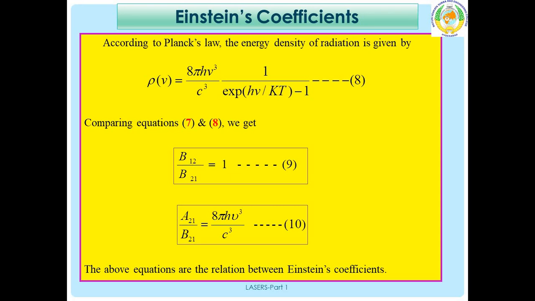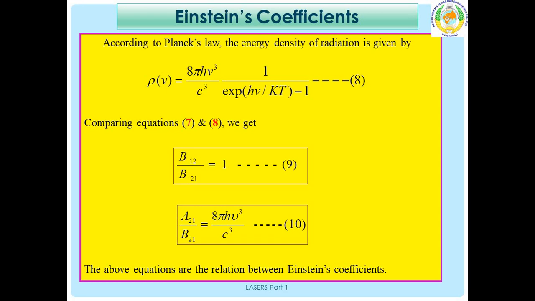According to Planck's law, we will go to Planck's radiation law. The expression for the energy density of radiation is given by what? Rho nu is equal to 8 pi h nu cube by c cube into 1 by e to the power h nu by kT minus 1. Let us say this as equation 8. Here h represents Planck's constant, nu is the frequency of radiation, c is the velocity of light, k is the Boltzmann constant, T is the temperature.